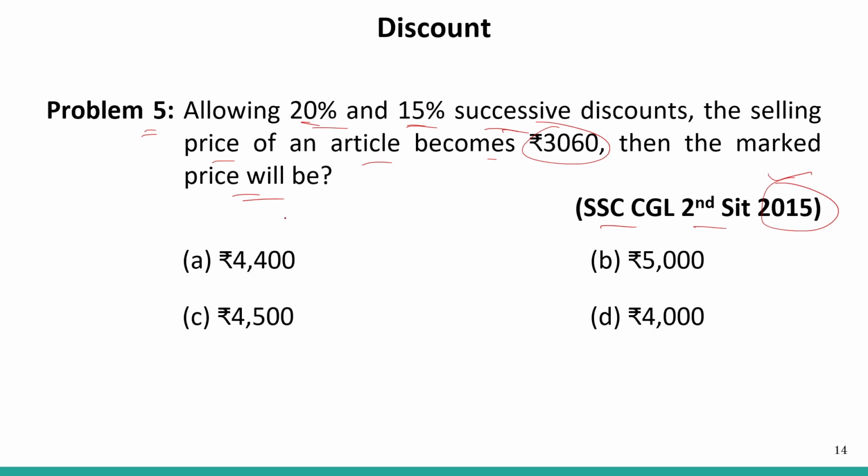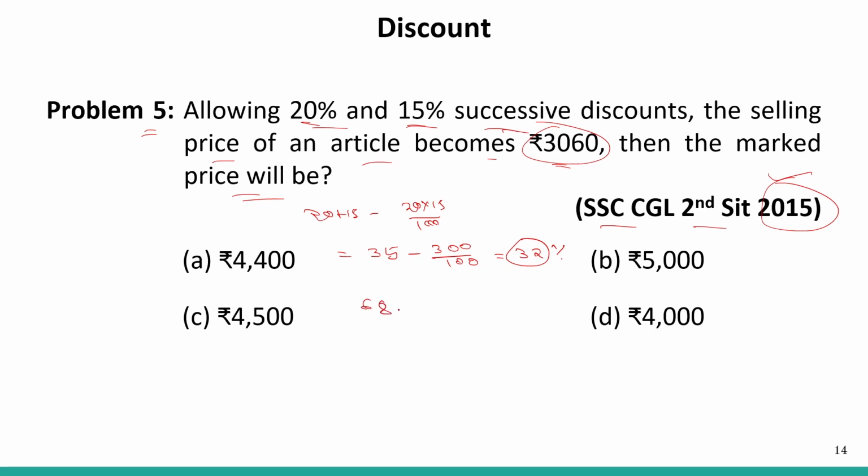So its equivalent discount will be what? 20 plus 15 minus 20 into 15 by 100. So this will be equal to 35 minus 20 into 15, which is 300, right? By 100. So this will be 32. Okay. So 32% is the equivalent percentage of these two successive discounts. Okay. And then the mark price will be what? So after this much discount, how much price is remaining?